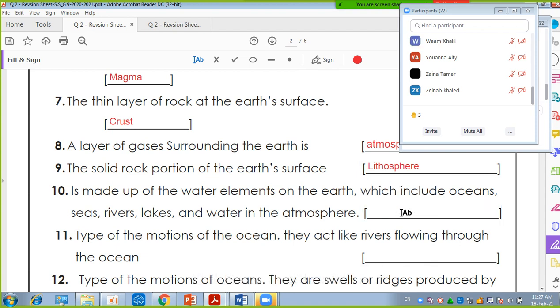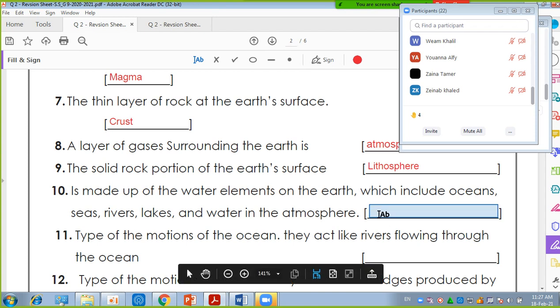Number 8 is made up of the water elements on Earth, which includes oceans, seas, rivers, lakes, and water in the atmosphere. So what do we call this part of the Earth? Which sphere is that, where we find the water? Atmosphere is where there is air. Lithosphere is where there are solid rocks. And where there is water, what do we call this?